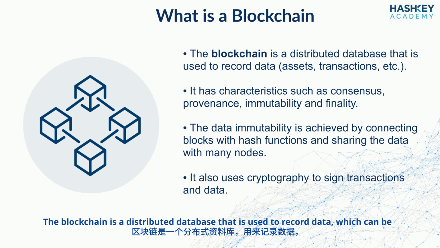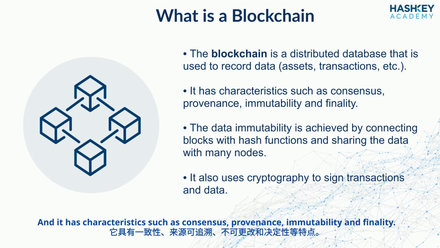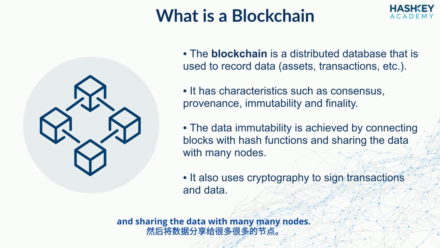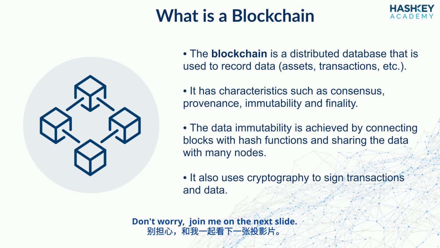The blockchain is a distributed database that is used to record data, can be assets, transactions, anything you want, and it has characteristics such as consensus, provenance, immutability, and finality. The data immutability on the blockchain is achieved by connecting blocks with hash functions and sharing the data with many nodes. It also uses cryptography to sign transactions and data. All right, but what exactly are these things? Cryptography, hashing? Don't worry, join me on the next slide.